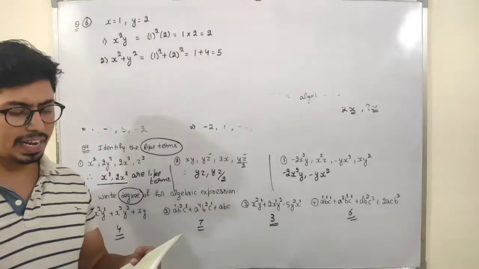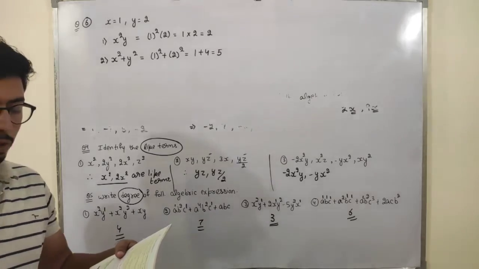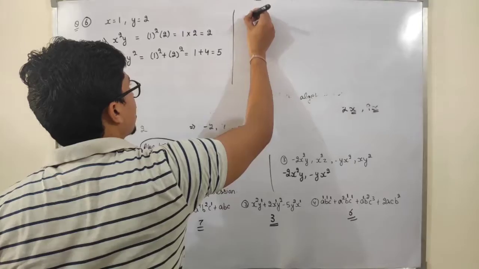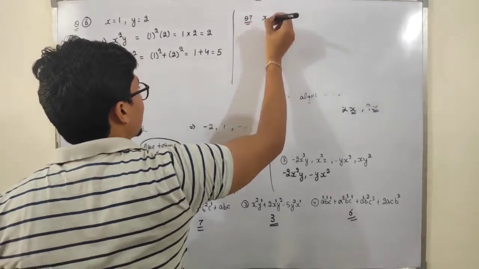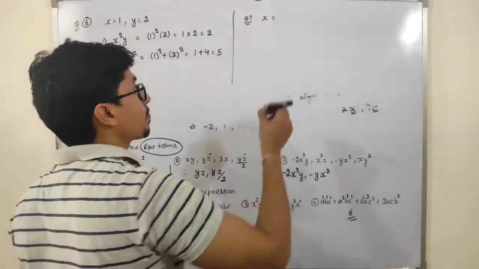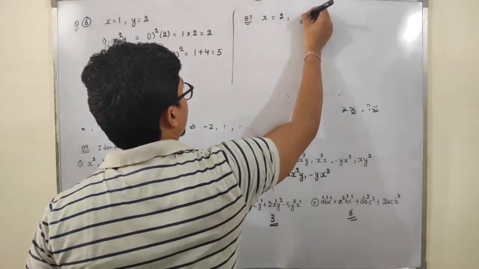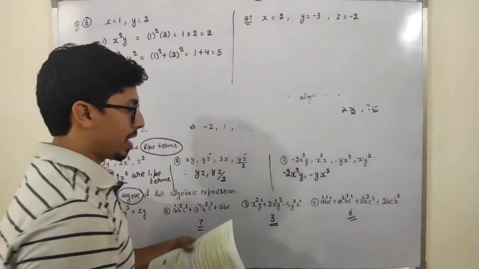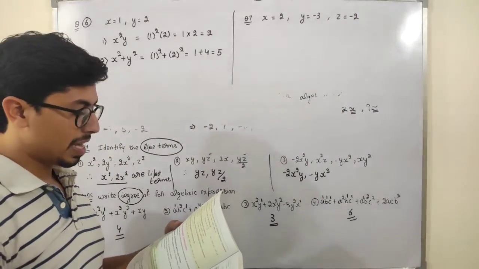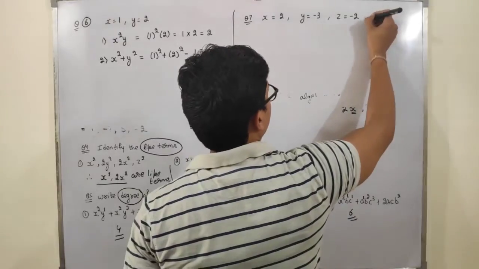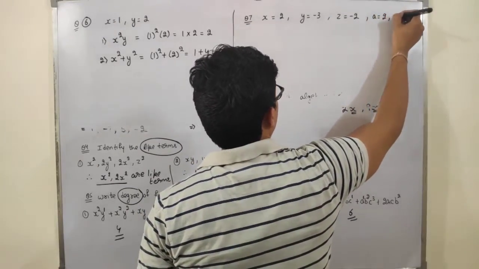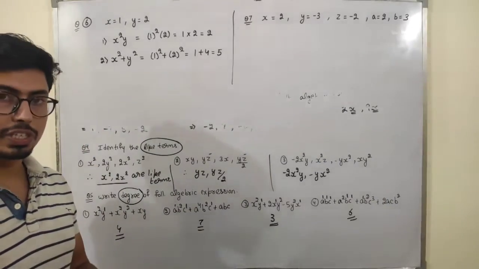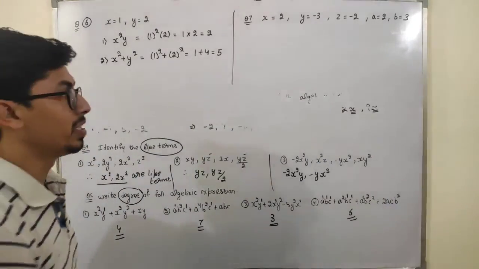X, Y, Z, A and B are given to us and I have to find out the value of some of the expressions. So moving forward to the question number 7, x is given to us 2, y is minus 3, z is minus 2. So x, y, z is given to us. A is 2, b is 3. So these are the values that we know. Okay. And I have to find out the value of some of the expressions. So see students.